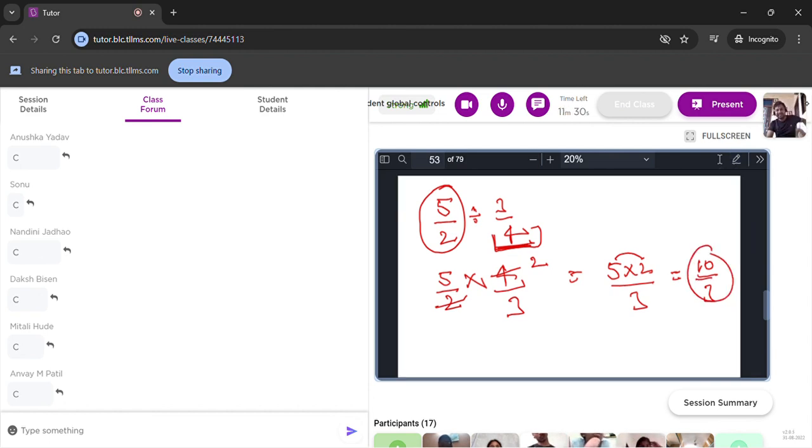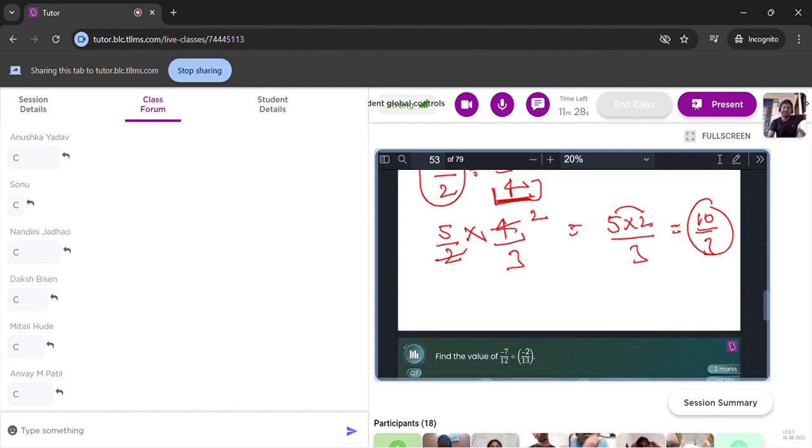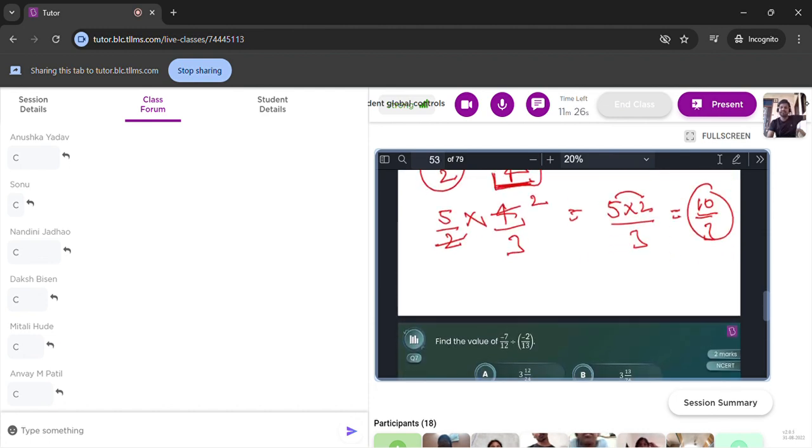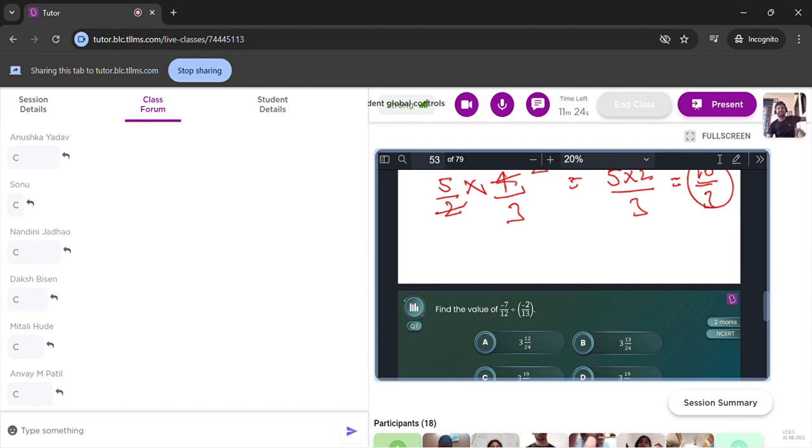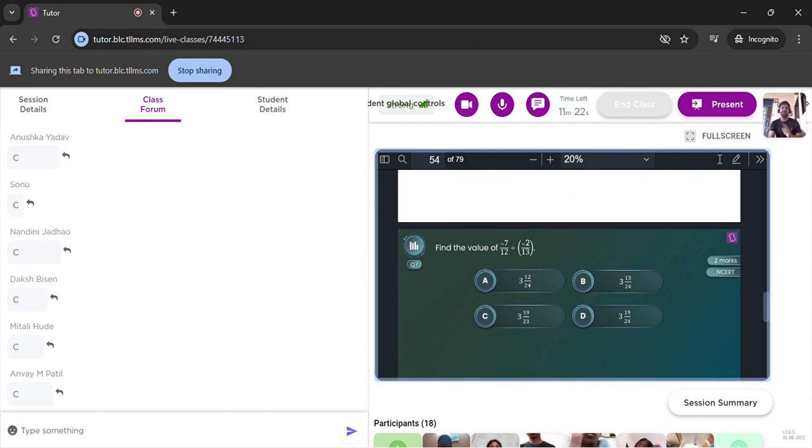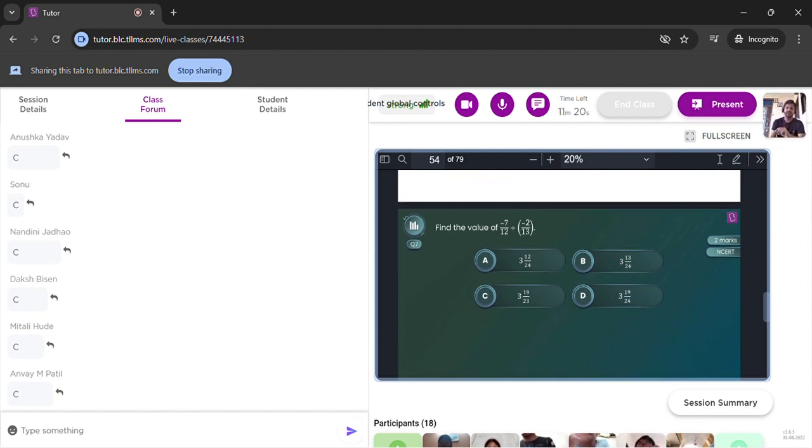So you have to only keep this thing in mind whenever you are doing division of two rational numbers. You have to keep one number the same, and the other you have to do the reciprocal.